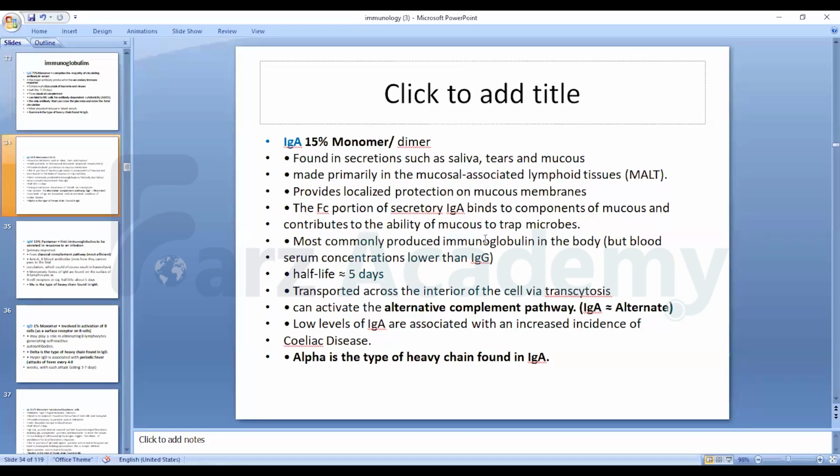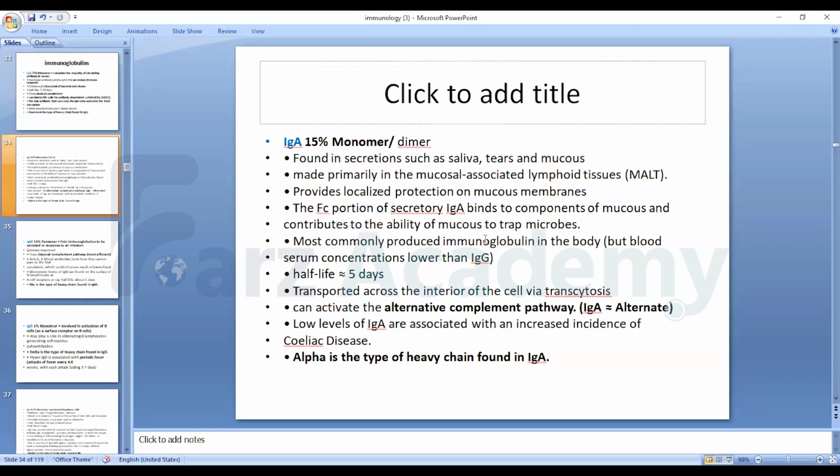So next is IgA. IgA is 15% monomer and it can also be a dimer. Found in secretions such as saliva, tears and mucus. So a question has come: which antibodies are found in saliva, tears and mucus? IgA. Made primarily in the mucosa-associated lymphoid tissue, it provides localized protection on the mucous membrane.